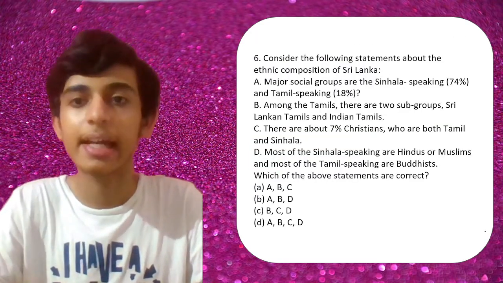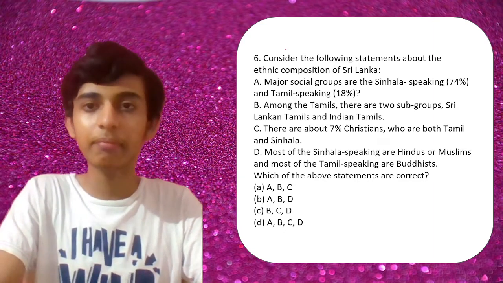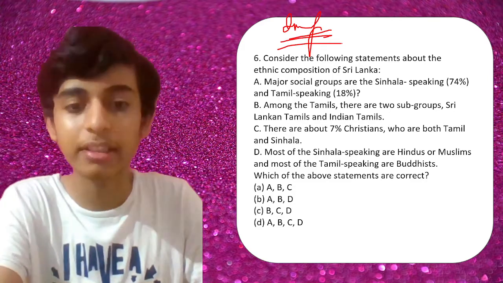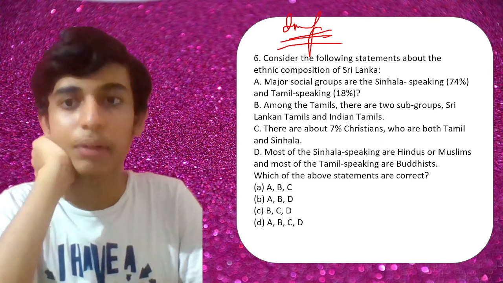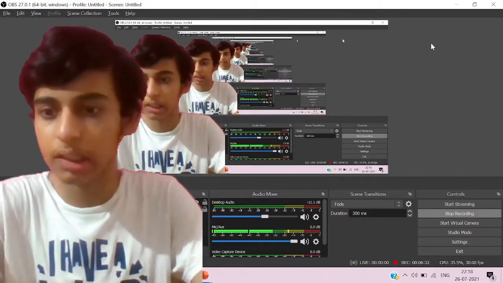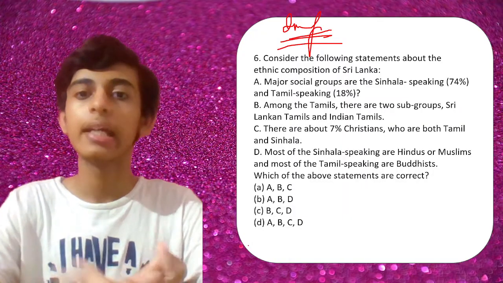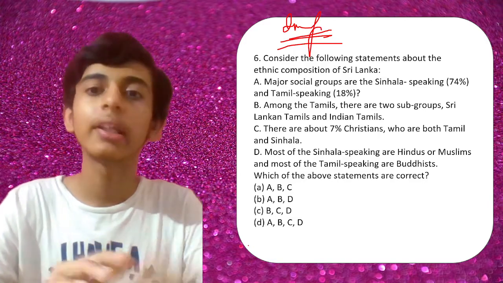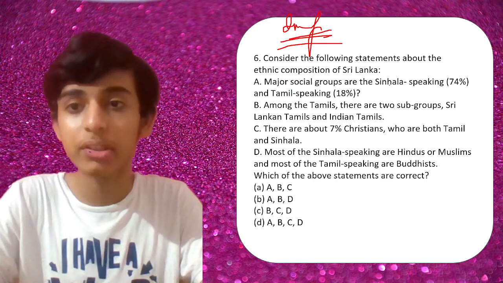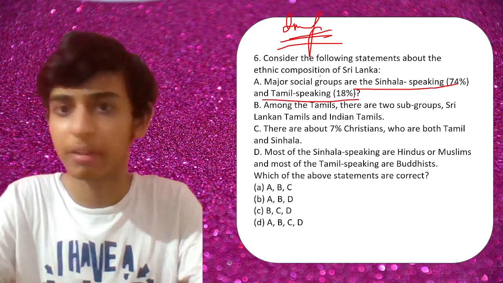Okay, moving ahead. Now this is the star question for today. Important from the examination perspective because this can be asked as well. Now we have to consider the following statements. Okay, fine. So some statements are given to you. Now you have to see accordingly. A says major social groups such as Sinhala speaking, 74% and Tamil speaking. Okay, so definitely it was correct.